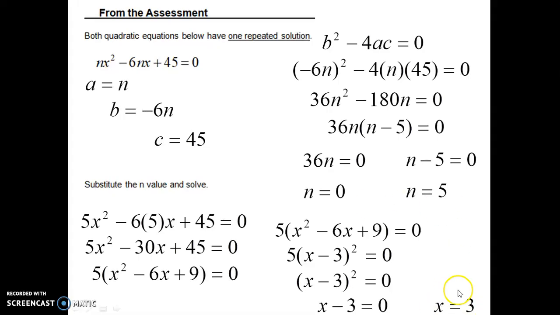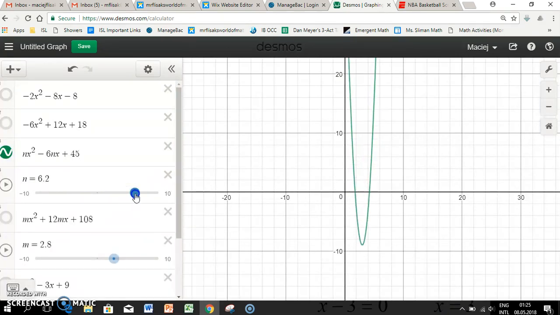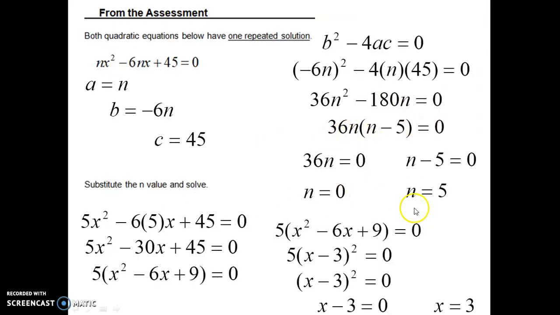And that's what we found here. That is x equals 3. Now let's make n some other values. Let's see if I make n bigger. Now n is bigger, and notice it has two solutions. So there's only one n value that produces that one solution, and it is, let's go back again, n equals 5. That's the only way you can get there to be only one solution. And that's what we found out here.